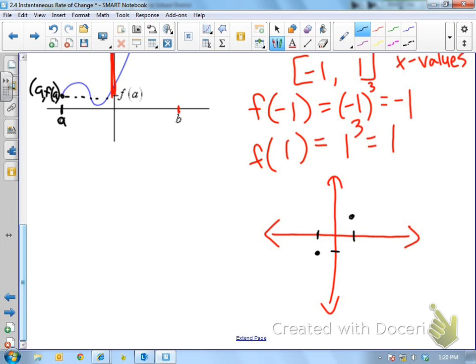Am I going to pass through the x-axis if I draw any function between these 2 points? That's continuous. Yes. I have to. No matter what I draw, it had to pass through the x-axis to get there. Sometimes more than once. So that's all it's saying: if we start one place and end in another, I have to hit everything in between.